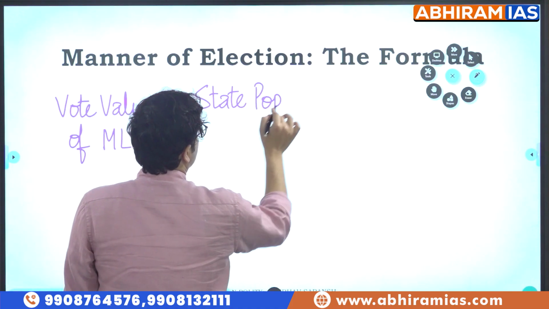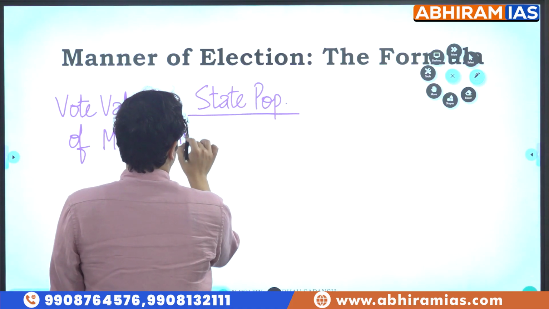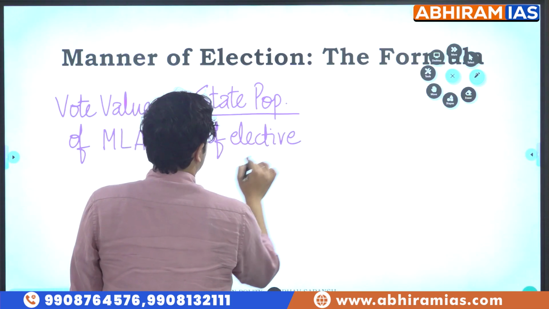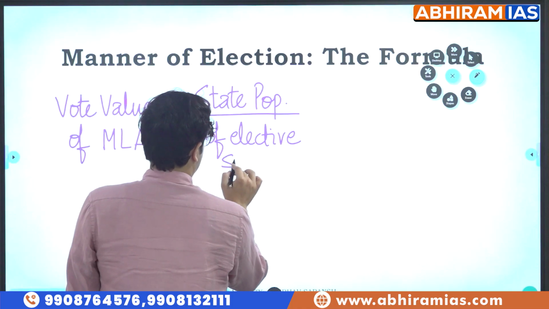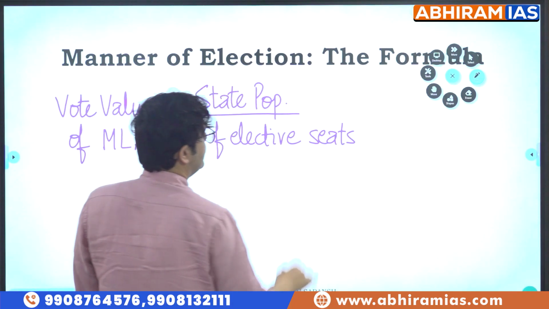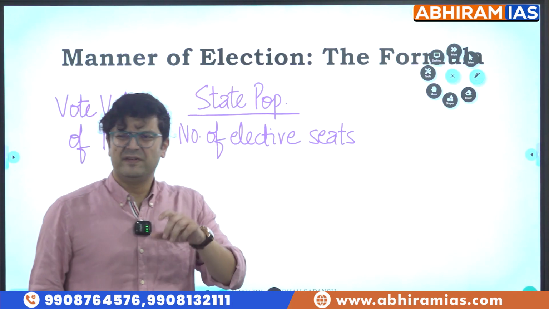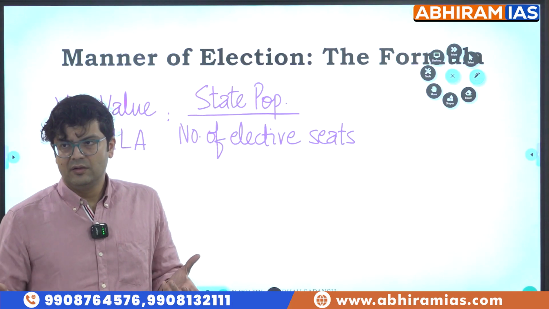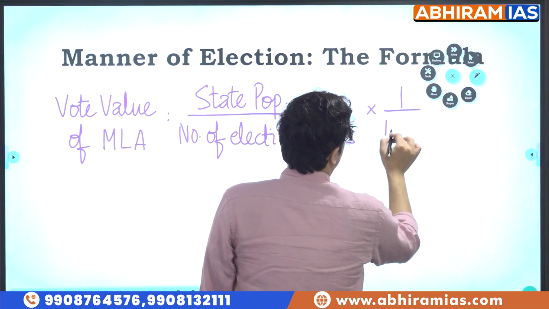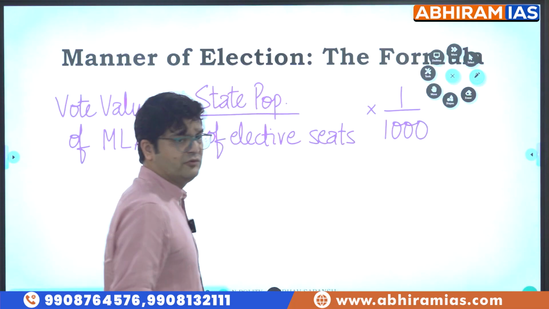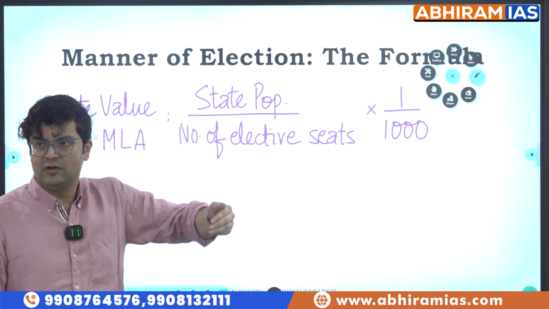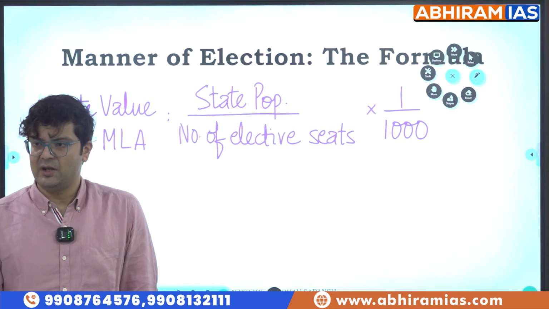Vote value of MLA equals state population upon number of elective seats. Done? But see, the state population is very large. This one becomes very big. So to simplify it, let's do one thing. Let's divide this by 1000, so we multiply by 1 by 1000. This becomes a formula. You place the data, solve, you get the value of the vote of your MLA.